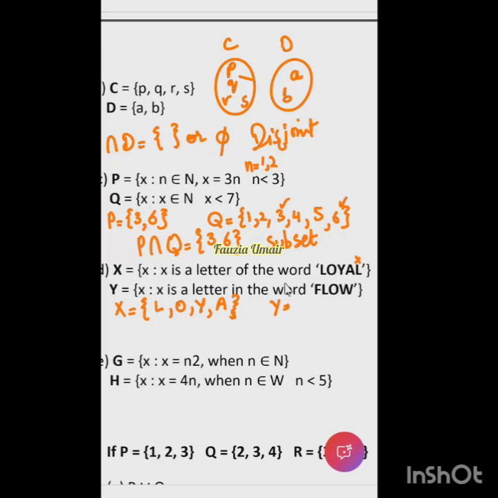What will be the elements of set Y? Letters in the word flow. So F, L, O, W. These are the elements of set Y. So now what is X intersection Y? L, O.